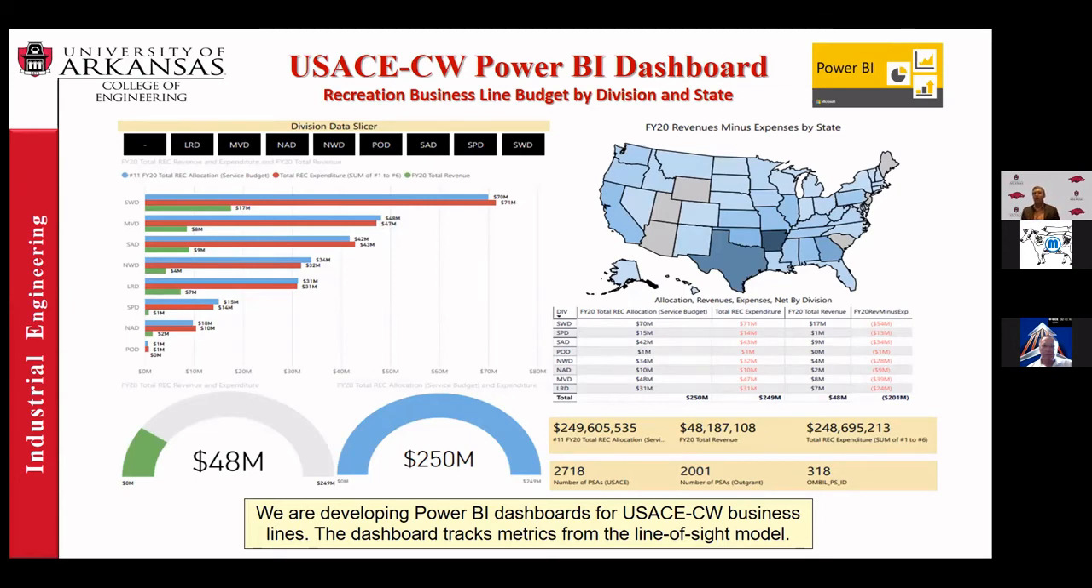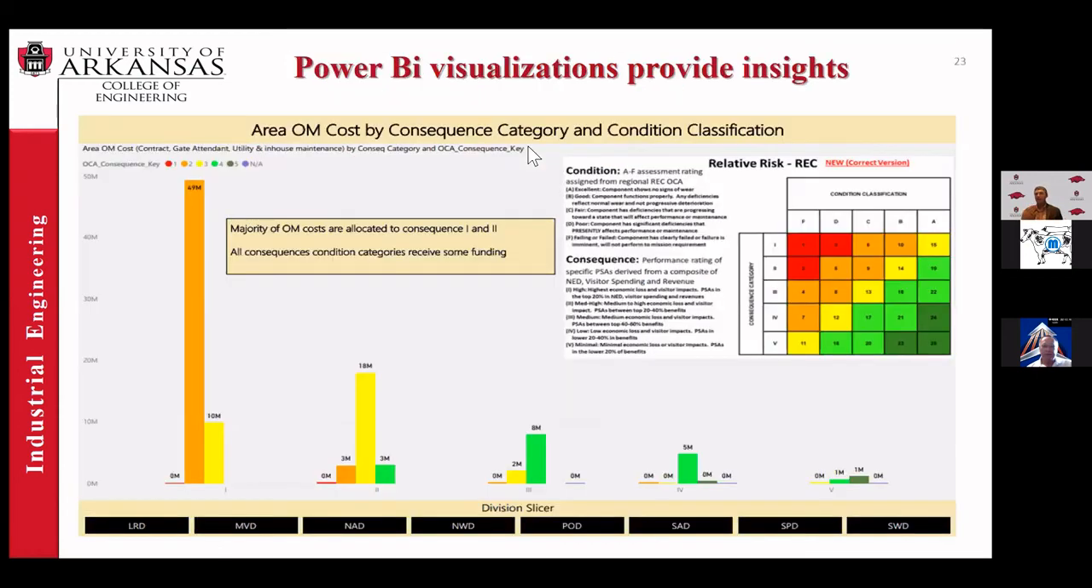When you look at it from a recreation point of view for the Corps of Engineers, what we found by this dashboard and the model is that they basically get 48 million in funds, but they really need 250 million to operate. What's also cool about this dashboard is you can click on these division data slicers, like by the directorate, like SWD stands for the Southwestern Division, right? You could click on that, and then it would open up and look at it from the perspective of just that directorate.